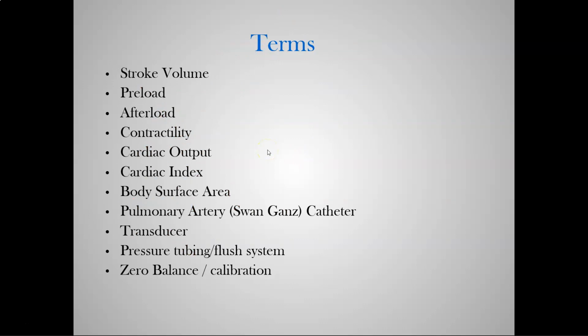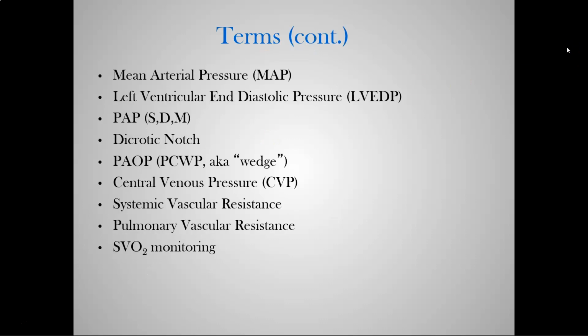Terms. You should definitely know these terms. Okay. You guys should already know stroke volume, preload, afterload, contractility, cardiac output, cardiac index. You should know body surface area, but we're going to explain a little bit more today. Pulmonary artery, the Swan-Ganz catheter concept is probably new. Transducers probably new. Pressure tubing, flush systems, and calibration. We will discuss all of that as well.